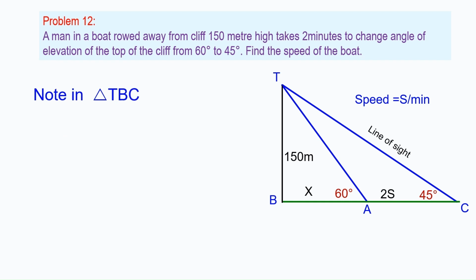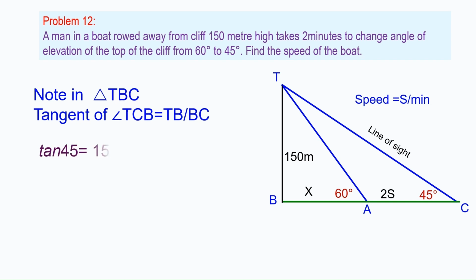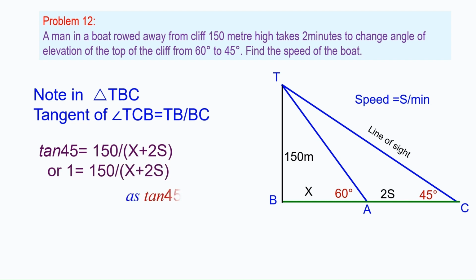In the triangle TBC, tangent of the angle TCB equals TB divided by BC, or tangent of 45 degrees equals 150 divided by x plus 2s. As tangent of 45 degrees equals 1, we have x plus 2s equals 150.